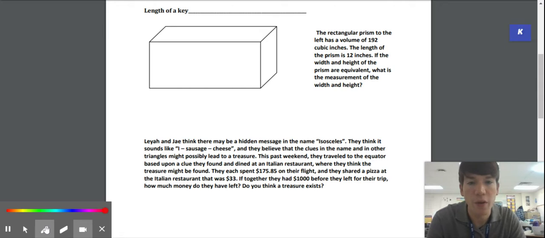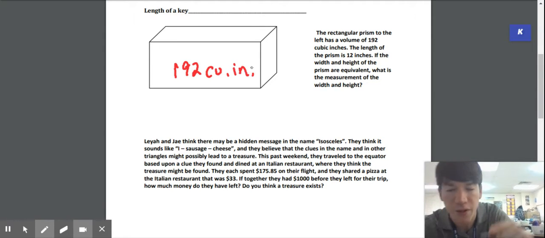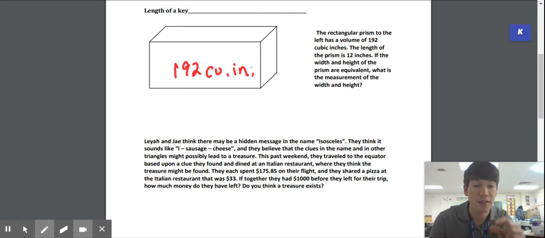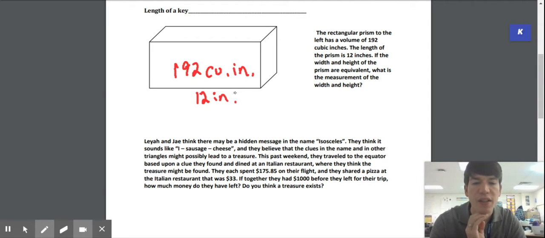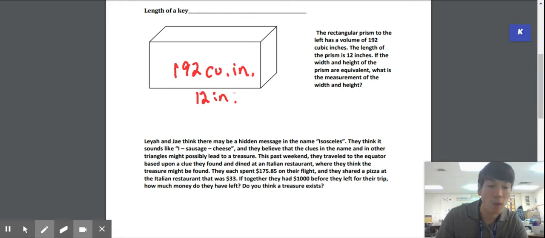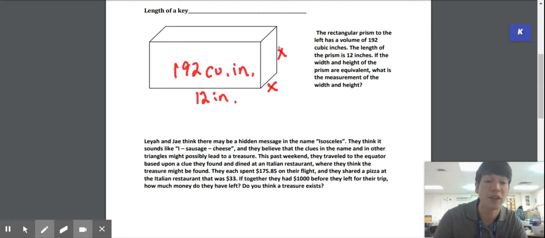All right, so the rectangular prism to the left has a volume of 192 cubic inches. Remember, a cubic inch is a cube that is 1 inch long, 1 inch wide, and 1 inch high. So I kind of imagine about the size of one of the die that we roll in class. The length of the prism is 12 inches. So I'm going to say here the length is 12 inches. If the width and height are equivalent, what is the measure of the width and height? So I'm going to say the width and height are X because we're saying that those two things are the same, but we don't know what they are.